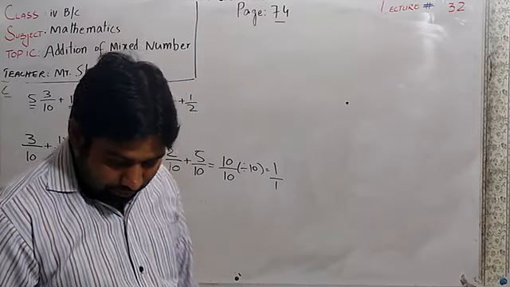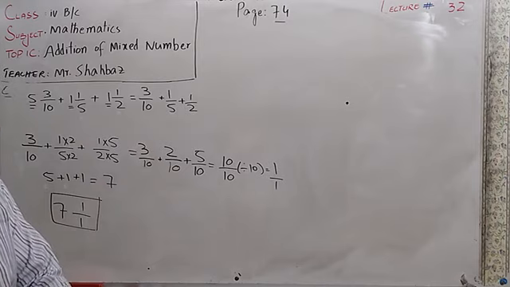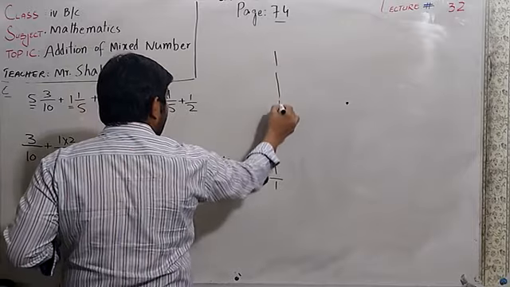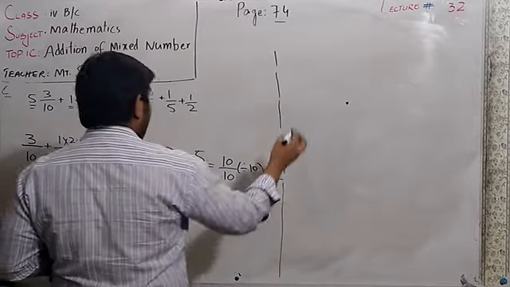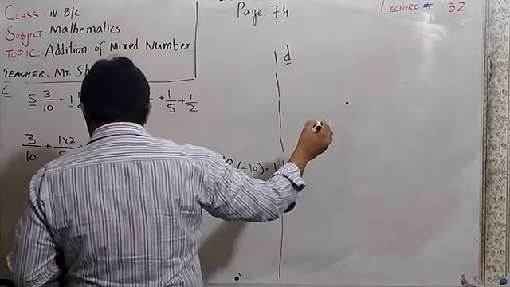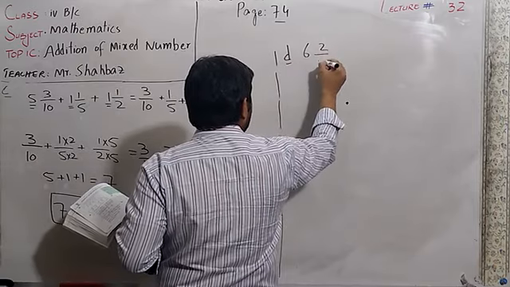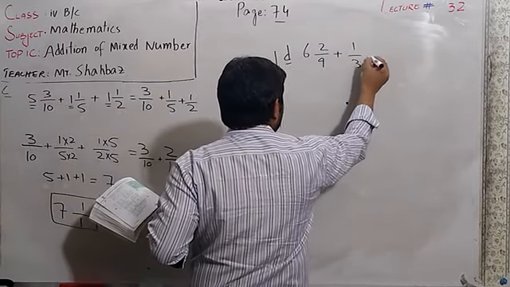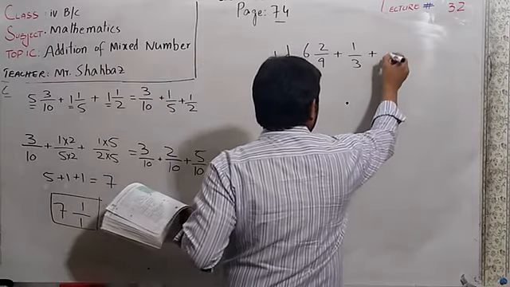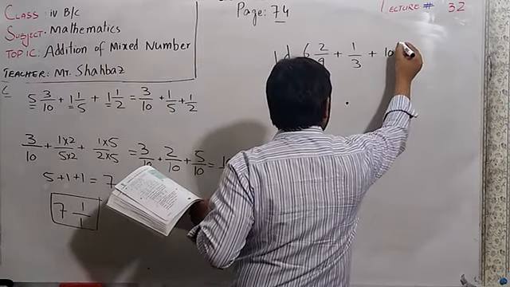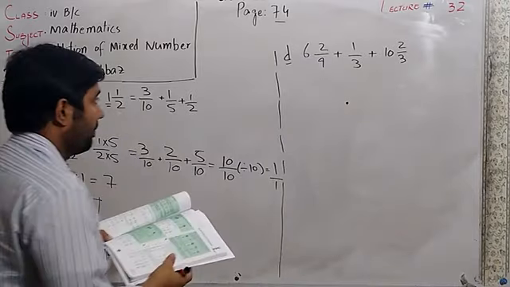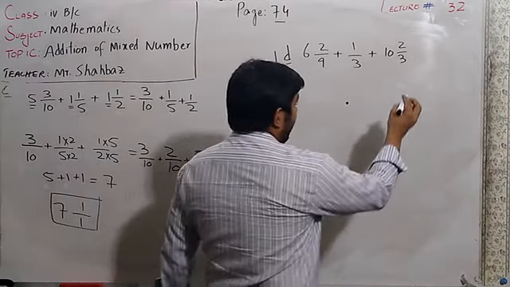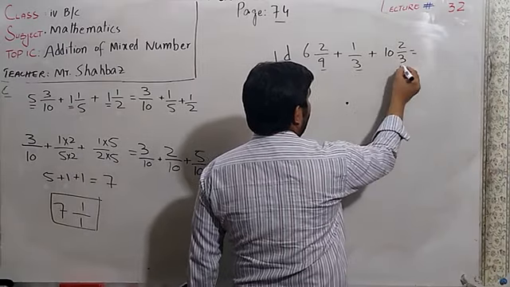Next one, D is 6 whole 2 over 9 plus 1 over 3 plus 10 whole 2 over 3. We add the fractions, this one and this one.